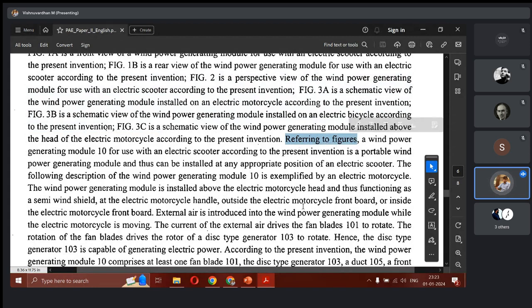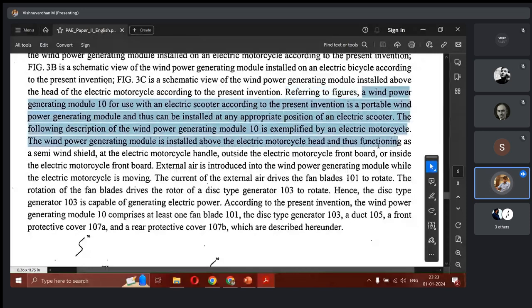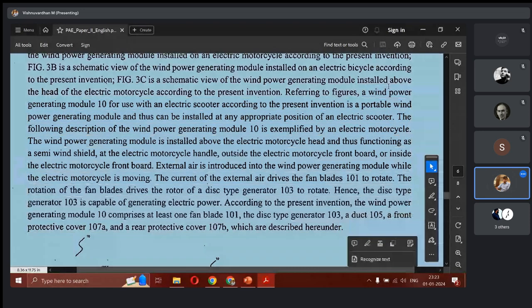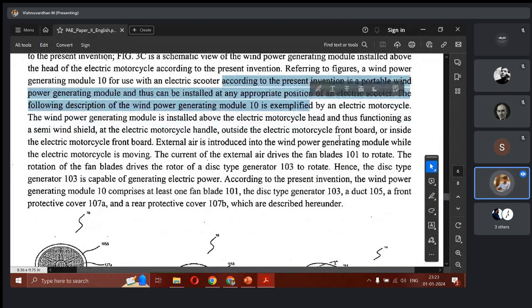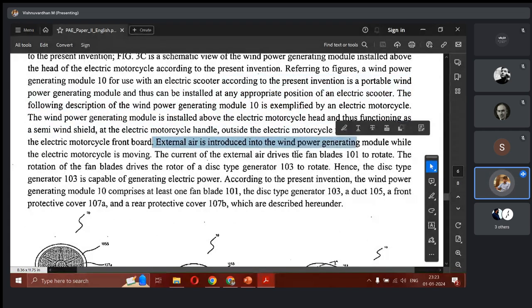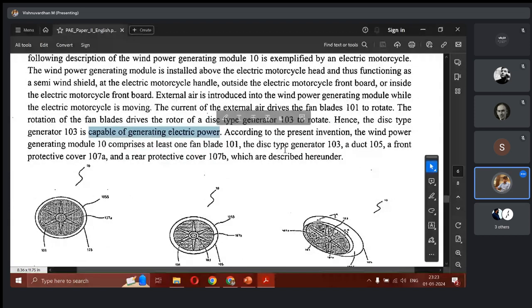Here they start explaining what each figure does in reference to each thing. So from here, it is the detailed description. You can just pretty much copy this for your detailed description. A wind power generating module 10 for use with an electric scooter according to the invention is a portable wind, blah blah blah blah blah. And then they explain how the external air is introduced into it, how the generator rotates, and then it's a disk type generator, and so on.